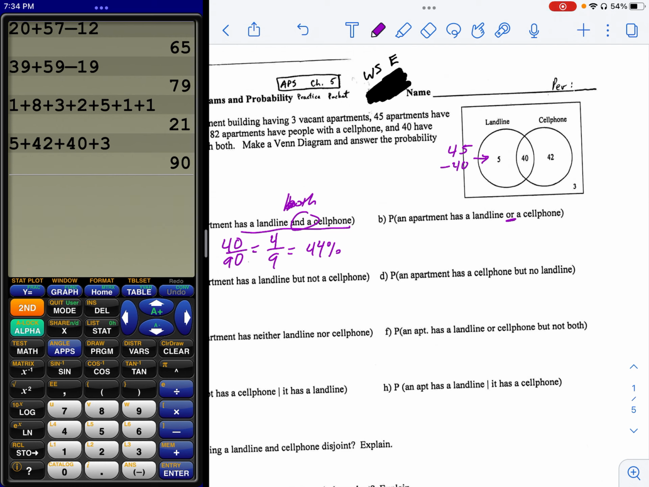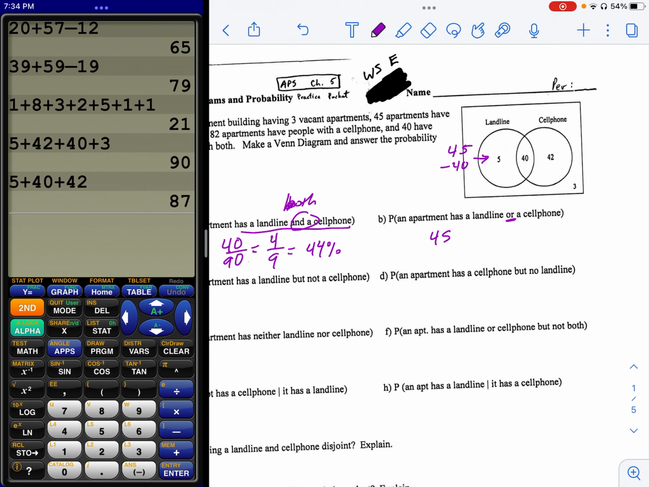So part B, the only difference is it's the word or. So or means one of the characteristics or both. So a landline or a cell phone would be these 3 regions that I'm highlighting right here. And you could just add those up, and that's 87.